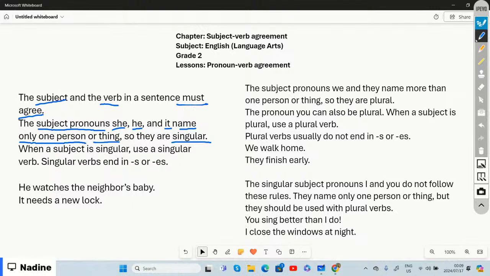All right. And then when the subject is singular, right? Because remember we said the subject pronoun, which is words like she, he, or it, they name one person or one thing, which is singular. And when the subject is singular, referring to one person or one thing, then we use a singular verb, right? And singular verbs, they either end in s or they end in es.